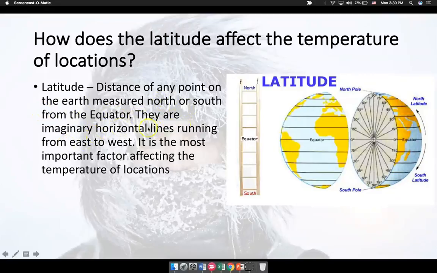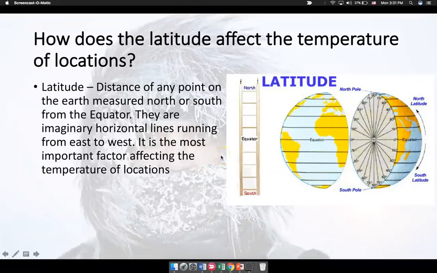They are imaginary horizontal lines running from east to west. It is the most important factor affecting the temperature of locations. That's why we save the best for last. So you can see over here, where do you think Singapore is when we look at latitude? If you said around the equator, that is right. We are just maybe a few degrees up north of the equator.